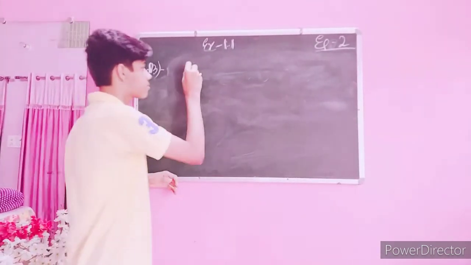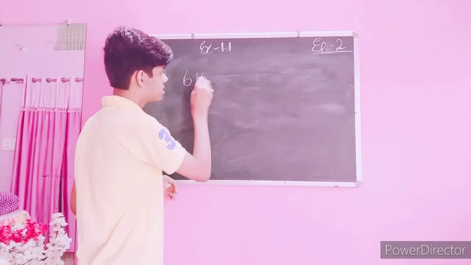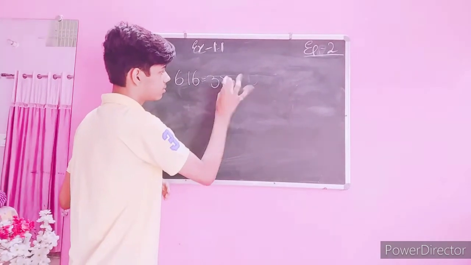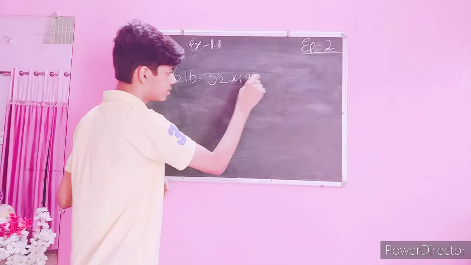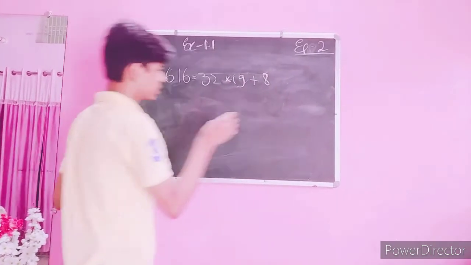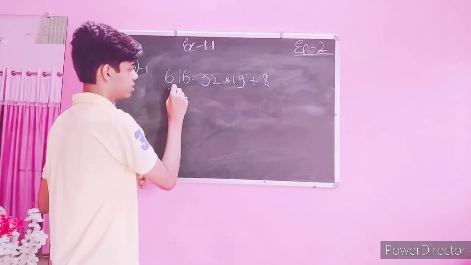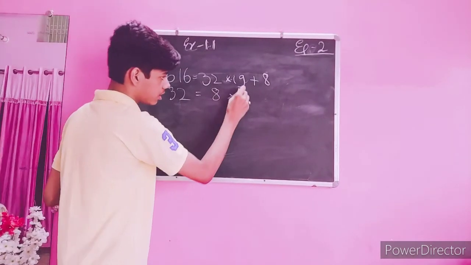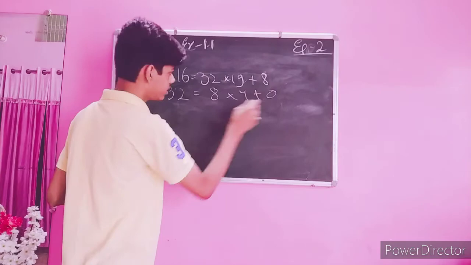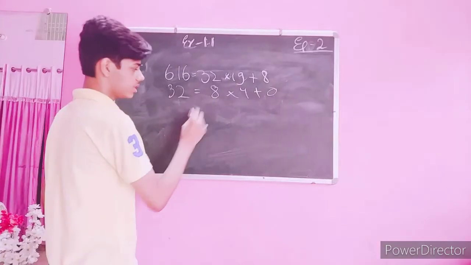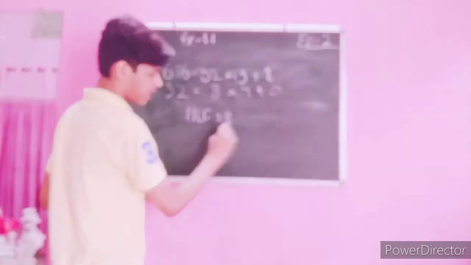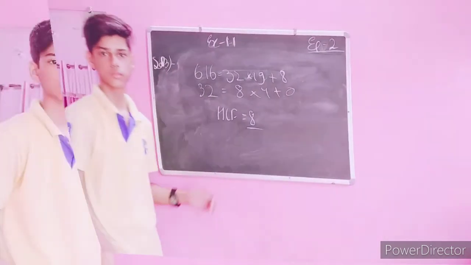So we will write 616 is equal to 32 into 19 plus 8. Okay, so here 32 is equal to 8 into 4 plus 0. So our HCF is 8. And that's our final answer.